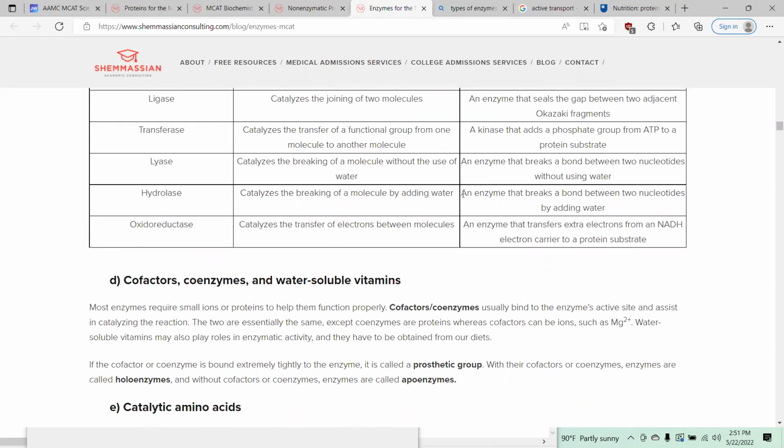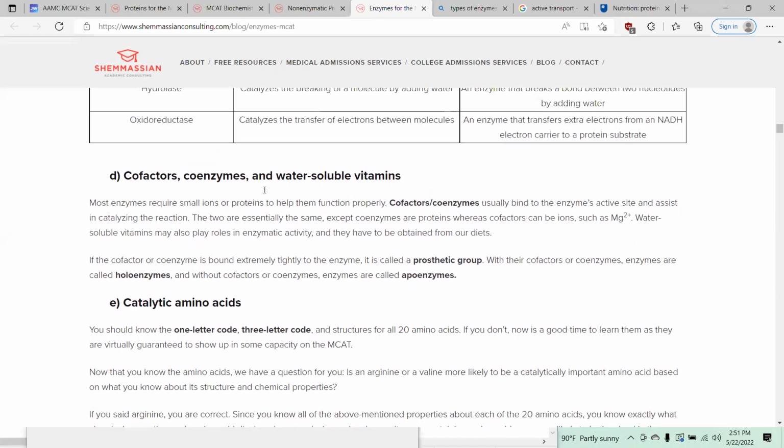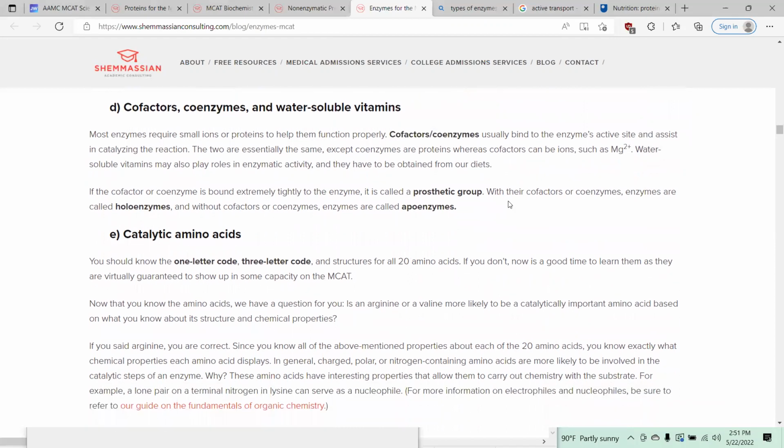Okay, cool. Now we are on cofactors, coenzymes, and water-soluble vitamins. Enzymes don't really act by themselves. They often have something hanging out with them that helps them. For example, if it's a coenzyme, it's a protein, right? If it's a cofactor, it's not a protein. It's like an ion or a vitamin or something. So cofactors can be like magnesium. That's a pretty common one.